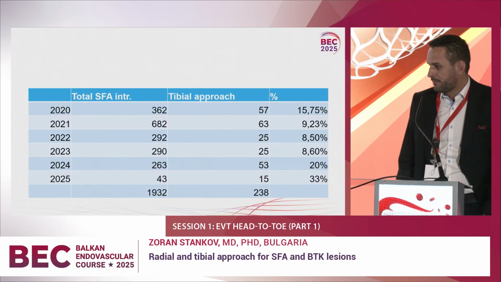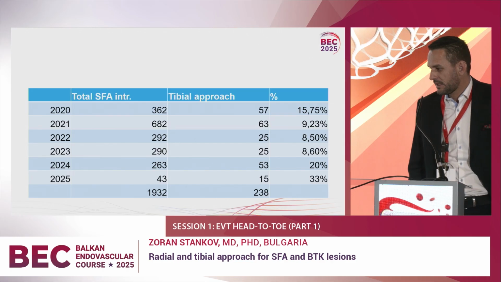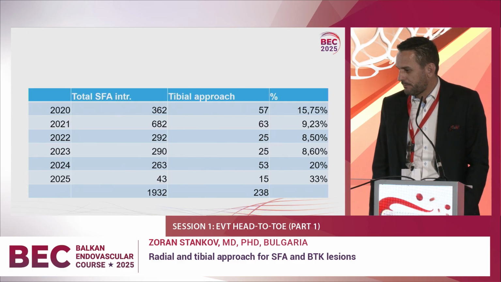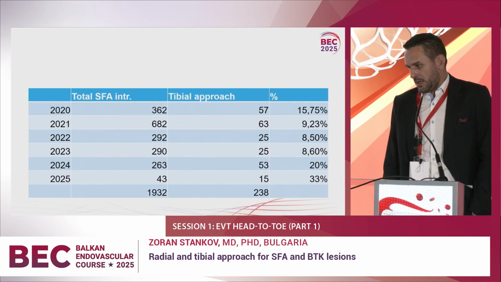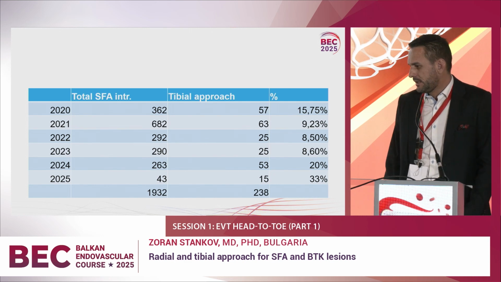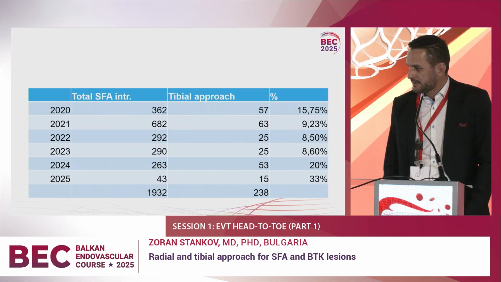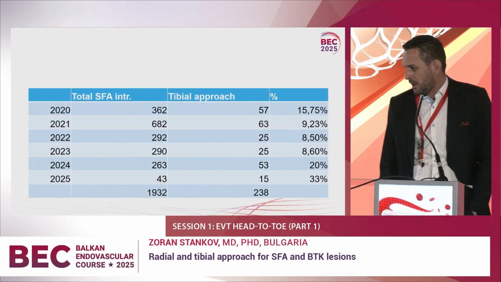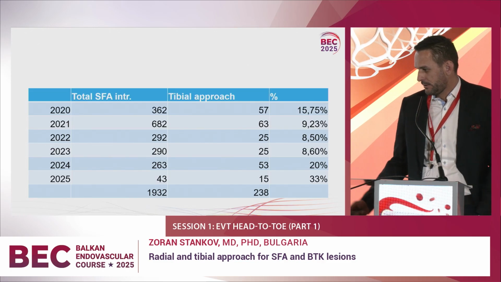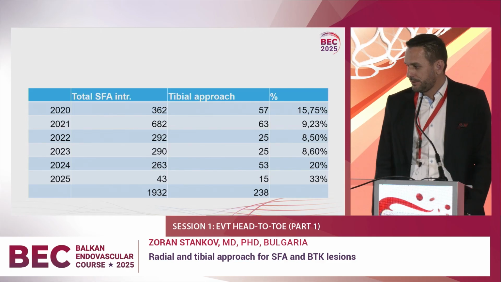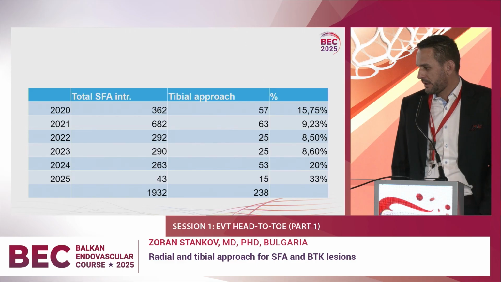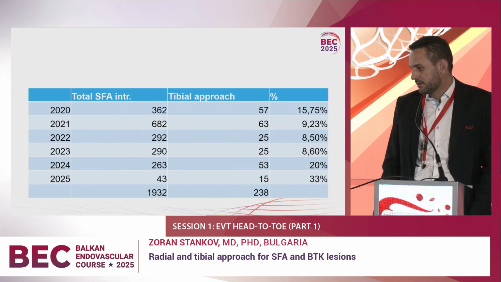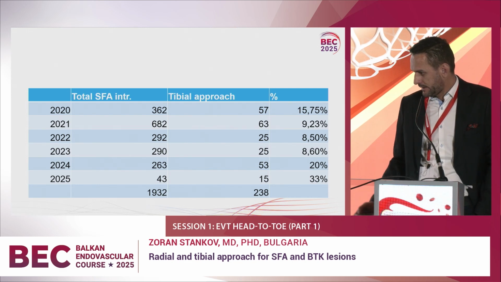Our experience with the tibial approach: over the last 5 years, we have around 2,000 patients with intervention of the femoral artery, superficial femoral artery, and we see in the second column the number of patients with tibial approach is a little more than 10% on average. In the last 2 years the percentage went up, and this year only a third of patients go with the tibial approach for the recanalization.